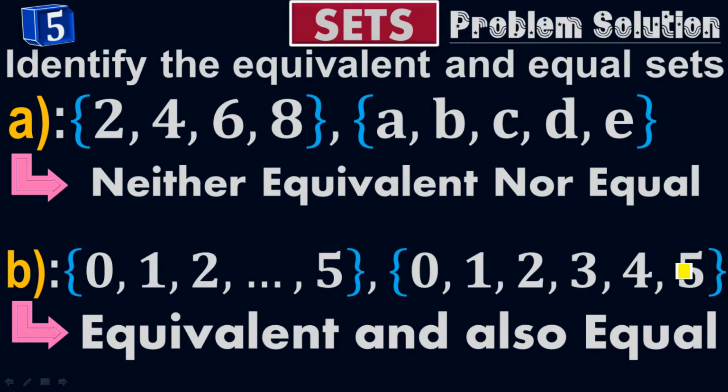The difference is only that I put dots here. I didn't mention 3, 4. I just put dots here. So these are equivalent and also equal sets.